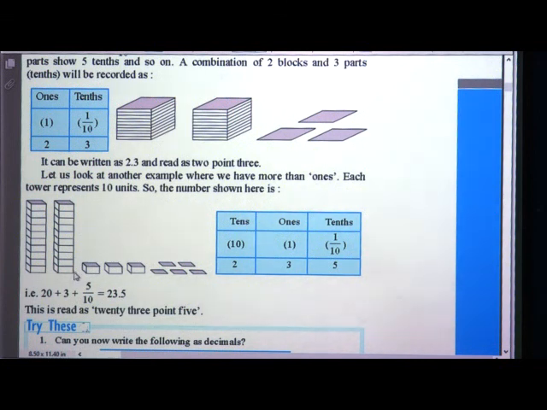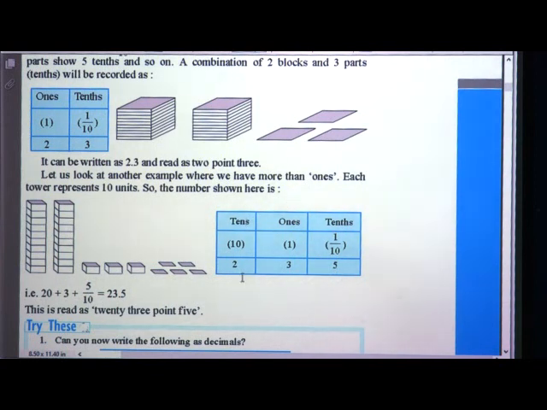How many blocks do we have? 2. So we have written here 2. Then in units, how many units do we have here? 3. So in the ones place we write 3. And now these are the only parts. How many parts do we have here? 1, 2, 3, 4 and 5. So in the tenth place we write 5.